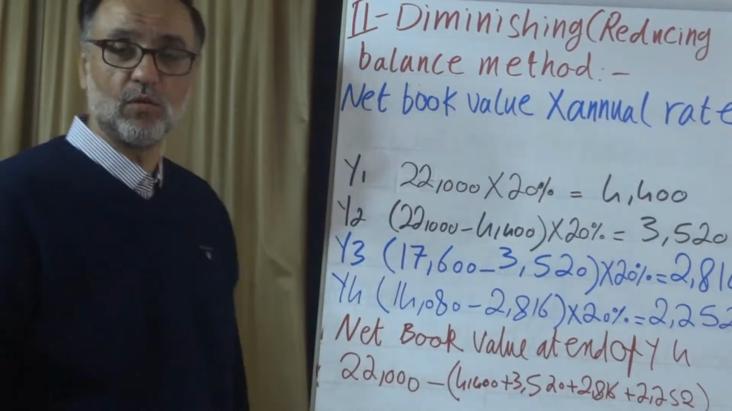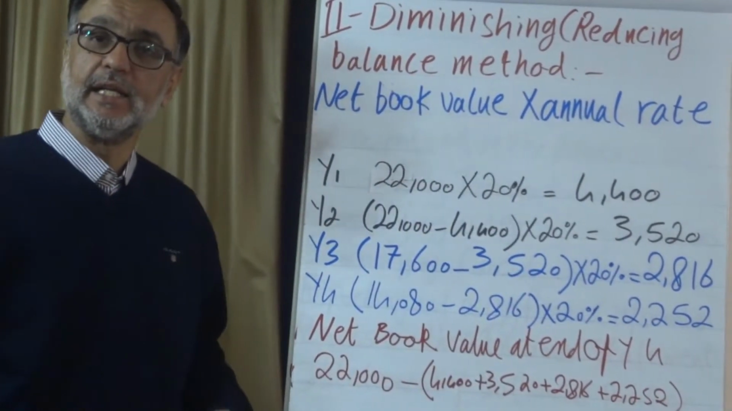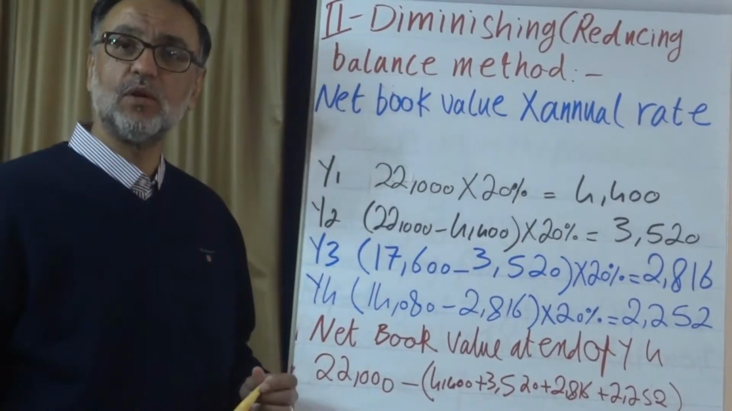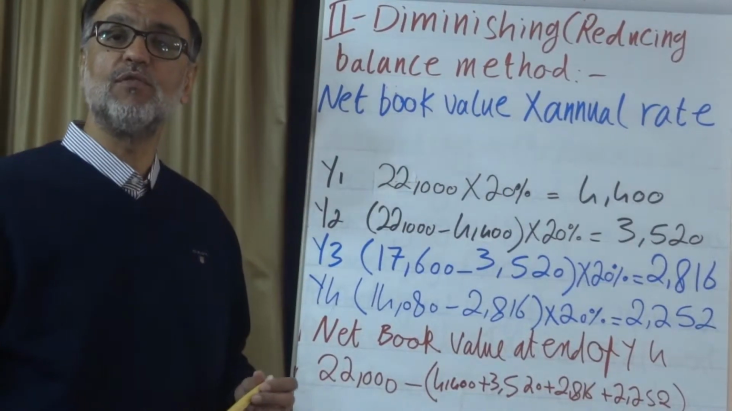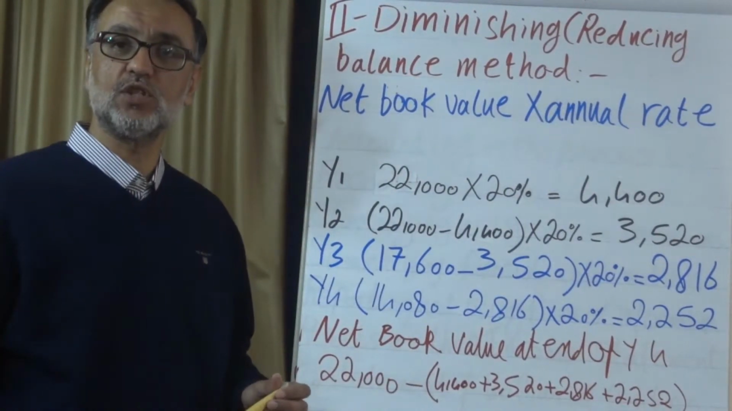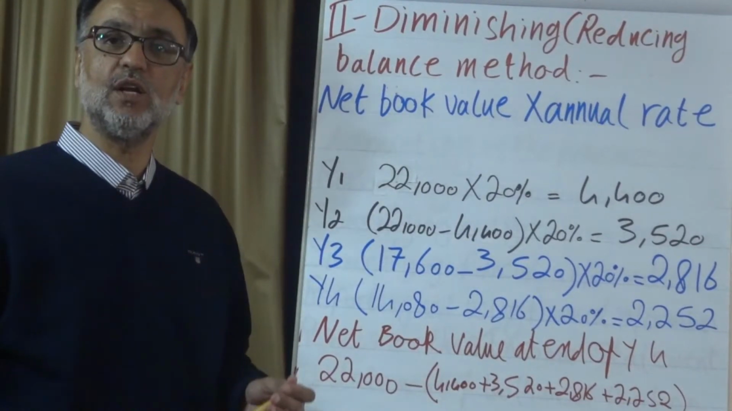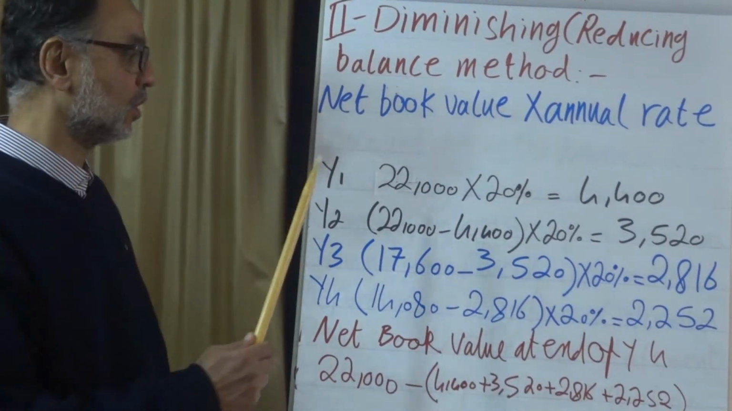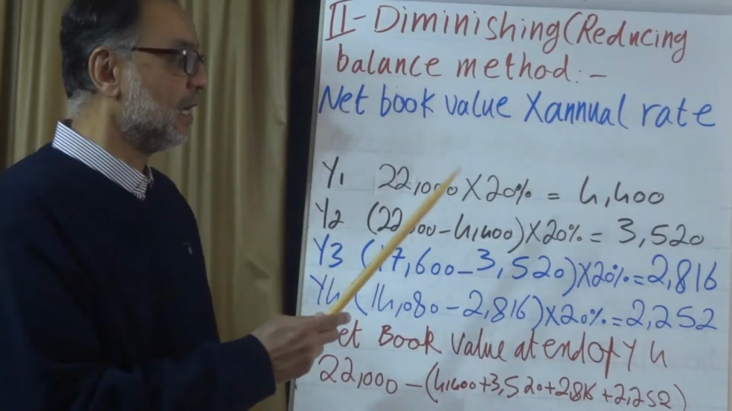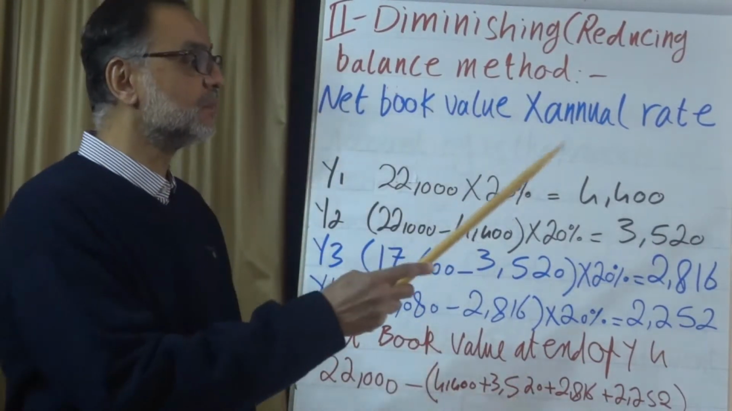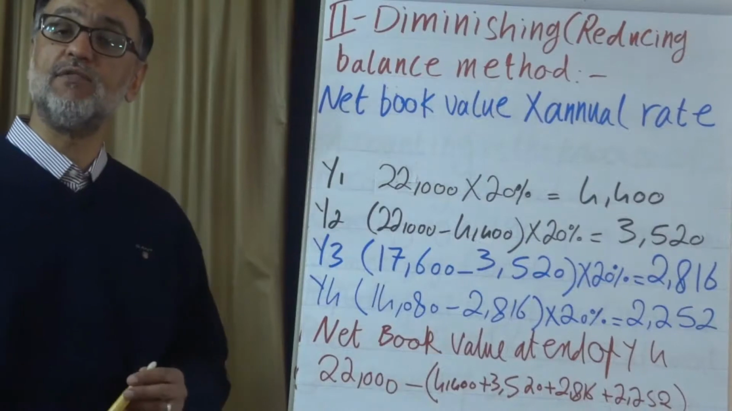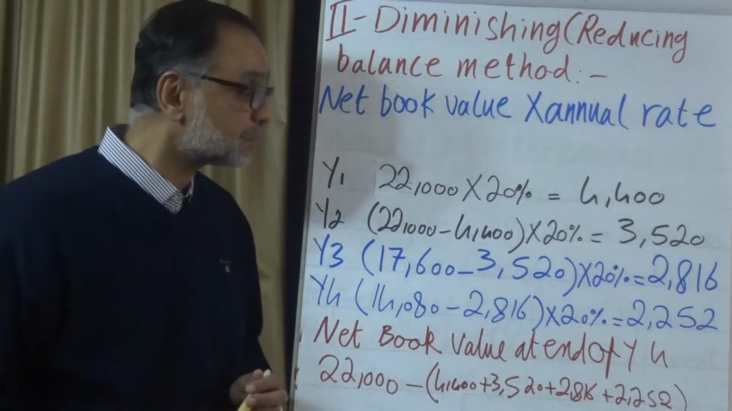Second method is the diminishing, or reducing balance, method. We put an estimate of the percent by which the asset is losing its value over the useful life, and apply it for every year on the balance. So we start with the $22,000 with 20% loss, that's $4,400. So the first year expense is $4,400.